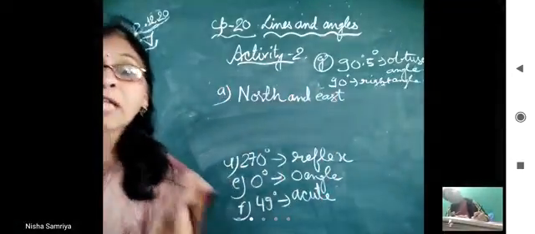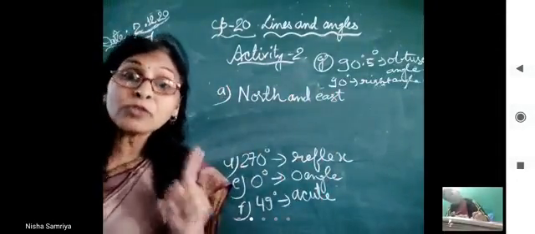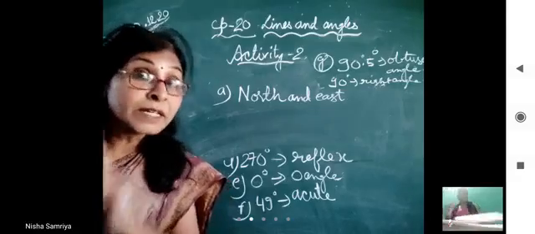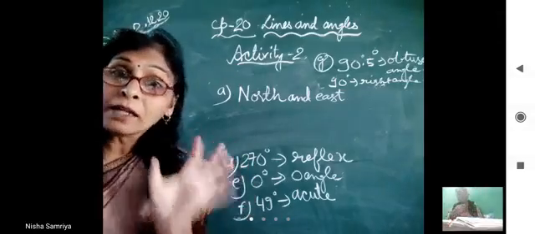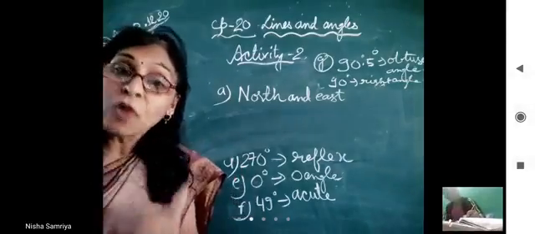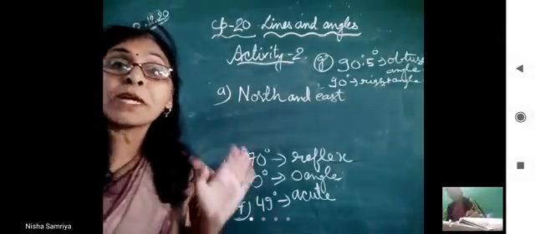Clear? North and east. Again, read the question carefully and understand it. What kind of angle is formed between the following directions?